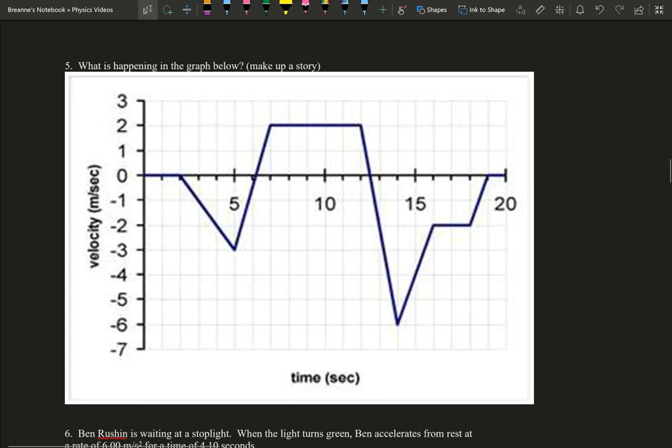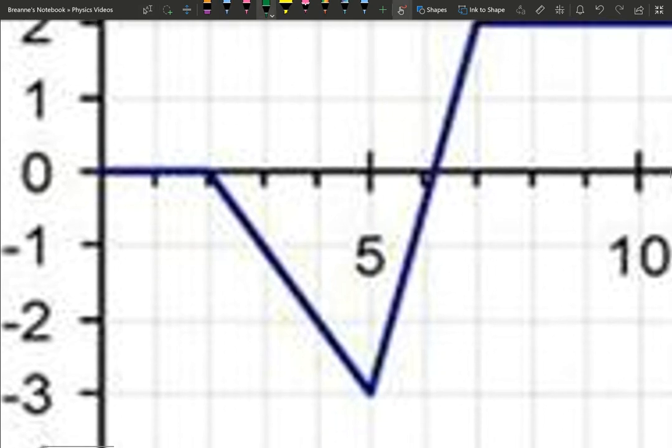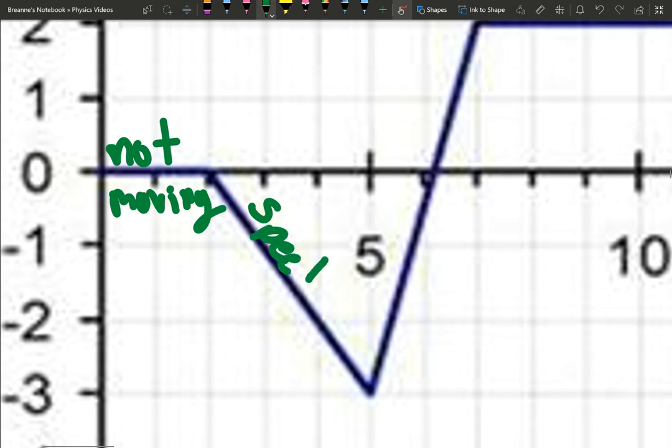So the first little bit here, you're at 0, right? So you have no acceleration. You're not moving. Then you start going in the negative. So you're moving in the negative direction and your numbers are getting bigger. So you're speeding up in the negative direction.